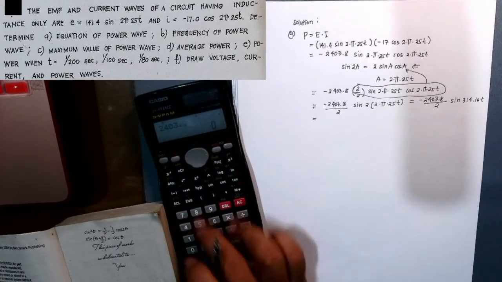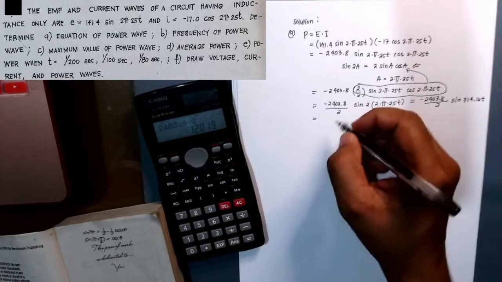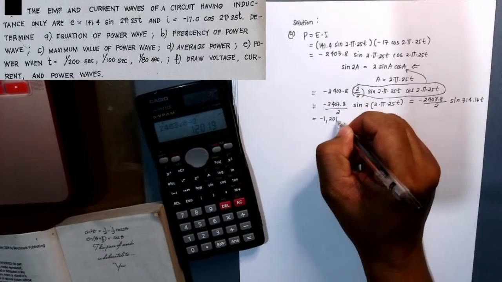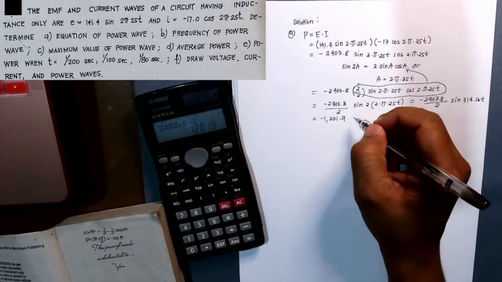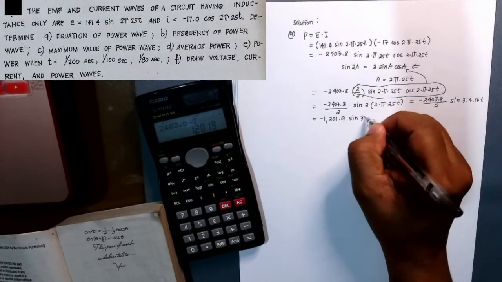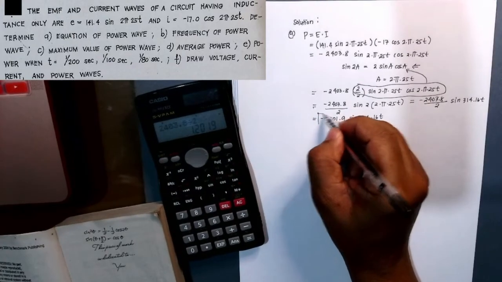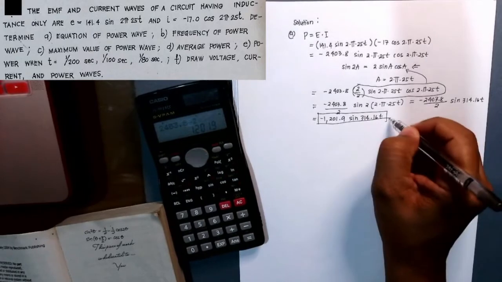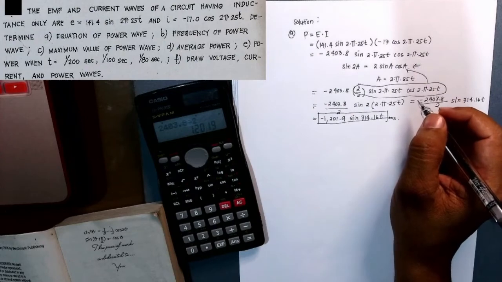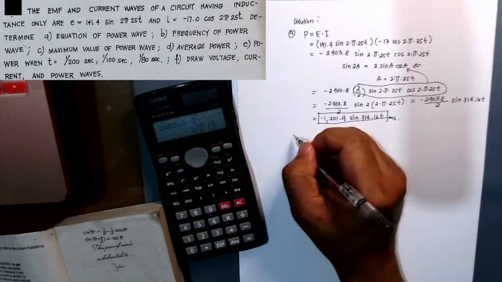2403.8 divided by 2, which will give us negative 1201.9 sine 314.16t. So this will be the power wave equation for letter A. Now let's proceed and solve letter B, the frequency of the power.